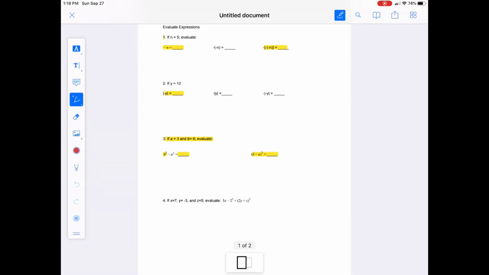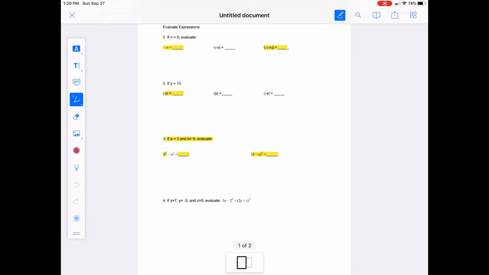So we're going to evaluate expressions for this section here. That means we are given these variables, but they assign certain values to these variables for each expression that we want to simplify. So let's get started on this. And I highlighted the ones that I would like to attempt with you.